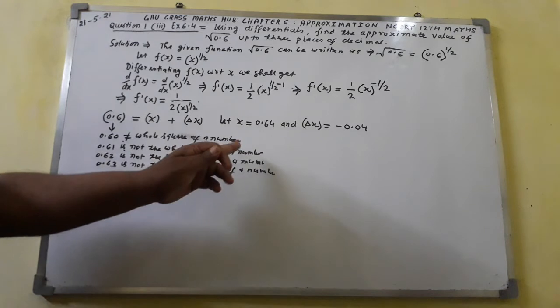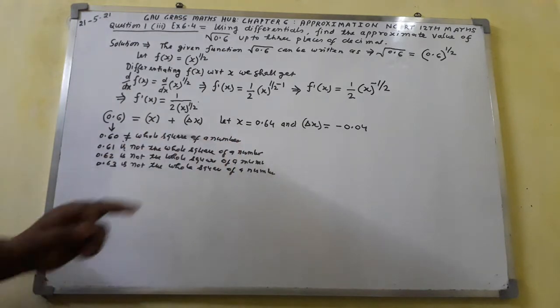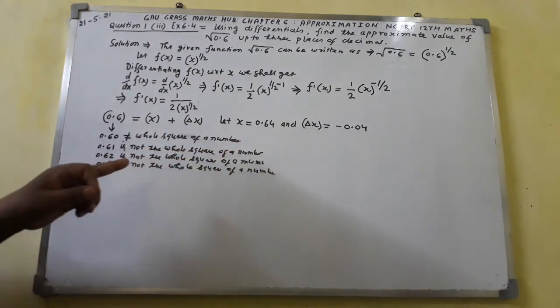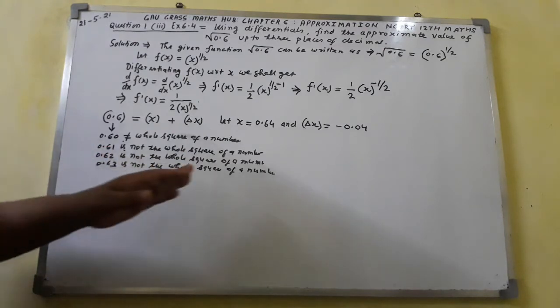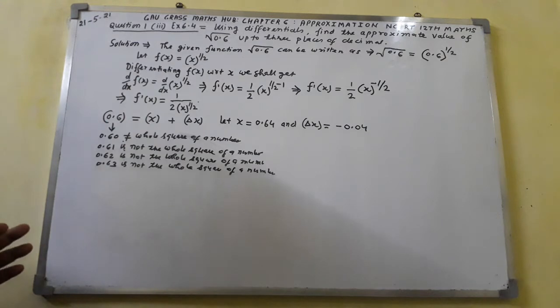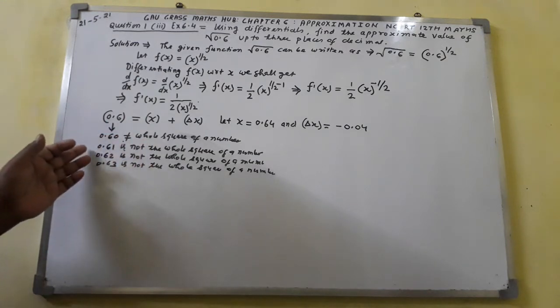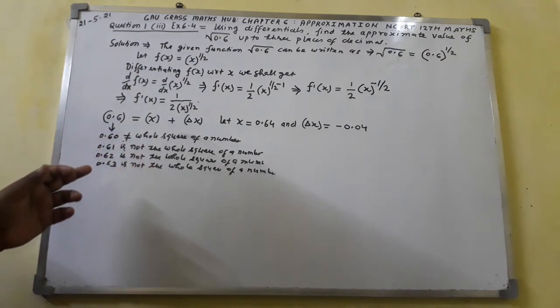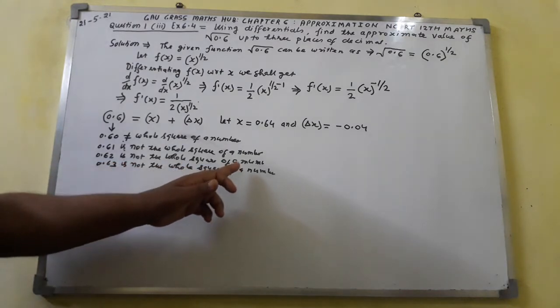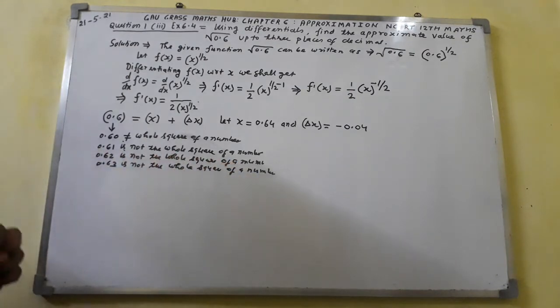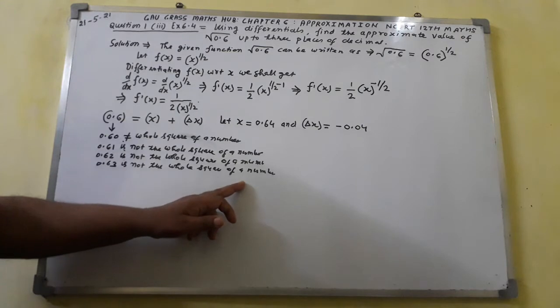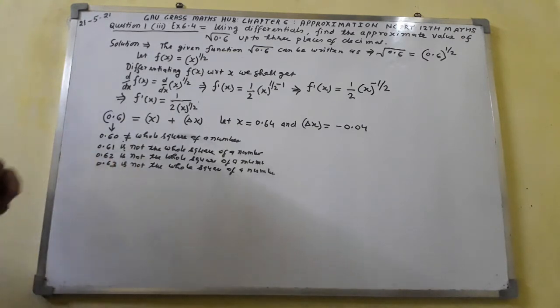कोई ऐसा नंबर बताओ जिसका whole square करने पे 0.61 आ जाए. तो there is no number of which whole square will be equal to 0.61. Like this, there will not be a number of which the whole square will be equal to 0.62, and also there will not be a number the whole square of which is equal to 0.63.